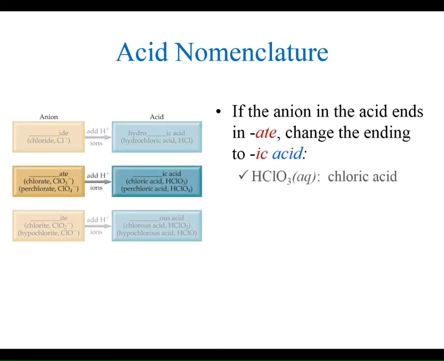Let's try the ates to ic. HClO3 aqueous. That's an acid. How do I name it? Well, if that lost an H plus, that would leave ClO3 minus. ClO3 minus, you know, is called chlorate. Ate to ic. So chlorate becomes chloric acid. Chlorate goes to chloric acid. See how that works?